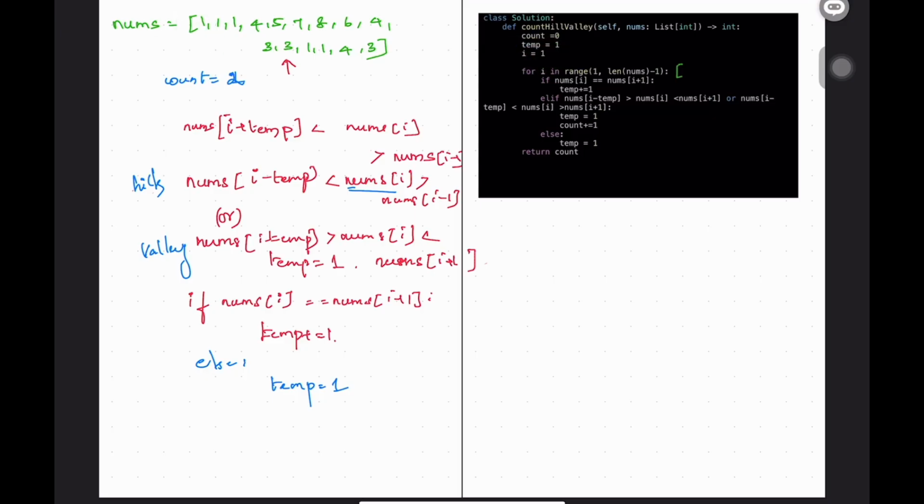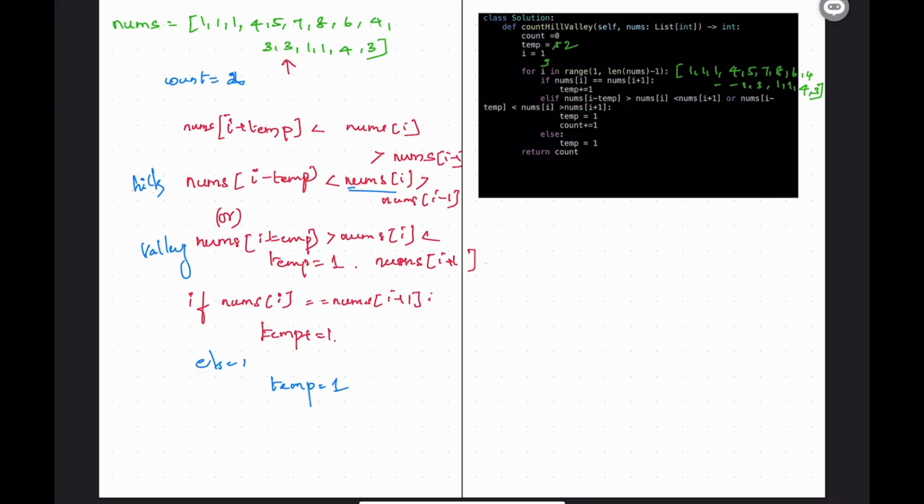Now let's run through the example that we have used. Now I will be 1 and temp will be 1. So nums of I equals nums of I plus 1, so temp will get updated to 2. Now I will get updated to 3. Is I plus 1 equal? No, right? So it will not get taken into account.